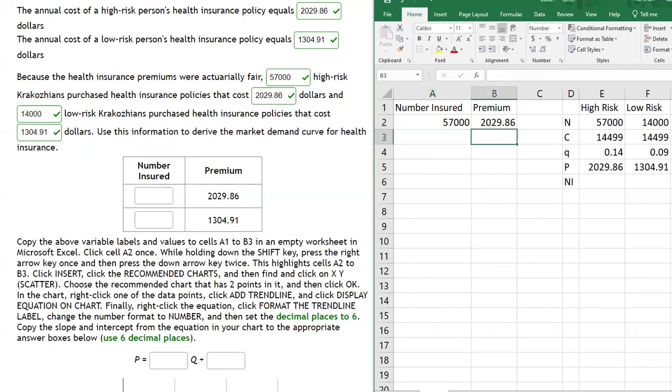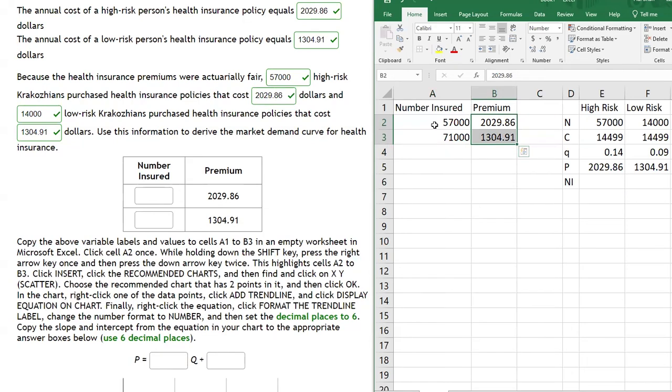If the premium was set at this for everybody, who would insure? Well, these people would definitely insure because they were going to insure at the higher premium. Because this premium is actually fair for low risk people, they insure too. So these two numbers are the quantities demanded at these two different premiums.